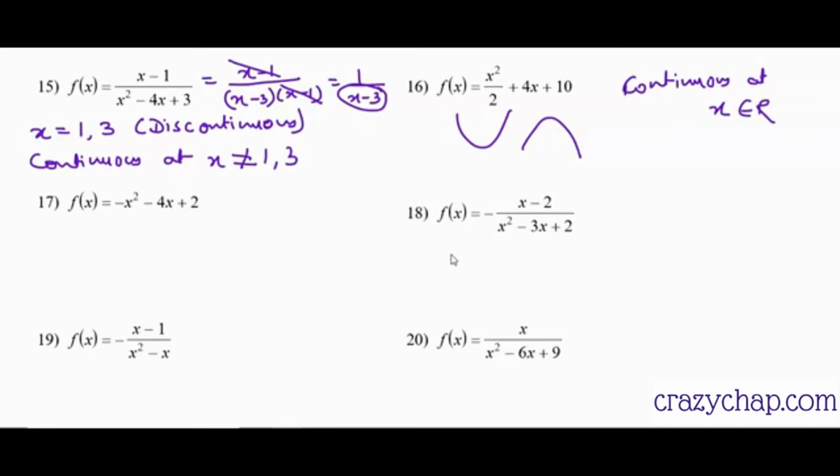Come to 17. Again 17 is also a quadratic function. So this is again continuous at all real values of x. Continuous at x belongs to R.